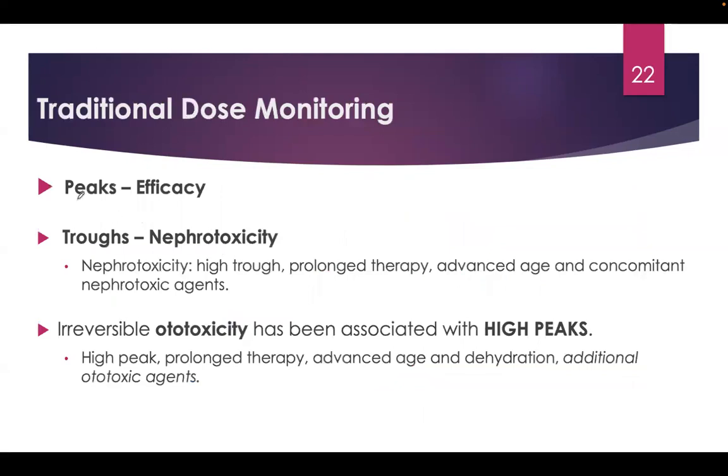So with traditional dosing, remember, we're going to monitor peaks for efficacy, because the higher the peak, the more efficacious or killing it is, and troughs to monitor for nephrotoxicity. When you have high troughs with prolonged therapy, and you add increased age and other nephrotoxic agents, you really increase your risk of nephrotoxicity. So nephrotoxicity is related to troughs. That's why with traditional dosing we want the trough to be less than 2. When we're doing synergistic dosing with gentamicin, we like our trough to be less than 1. So that's very important to know.